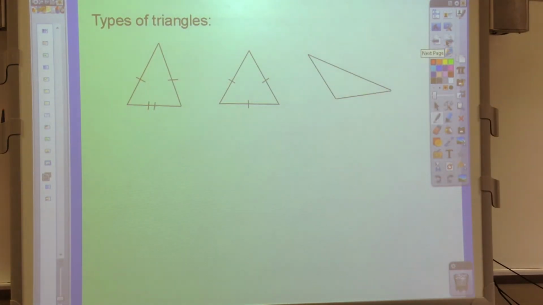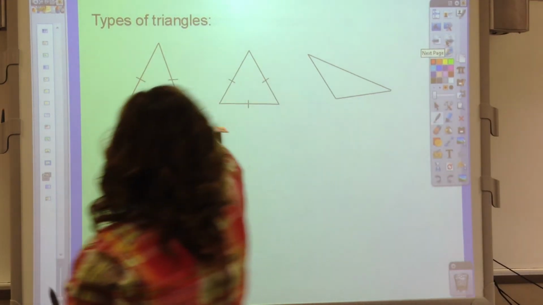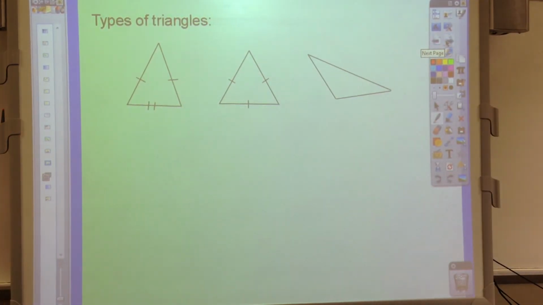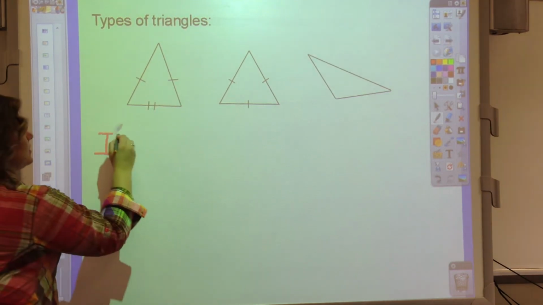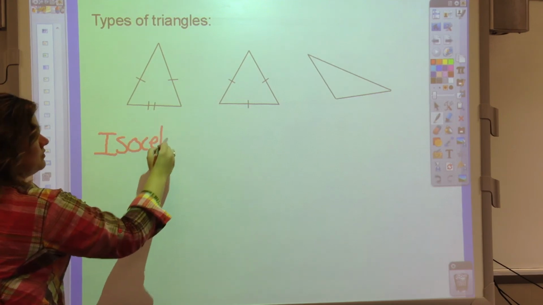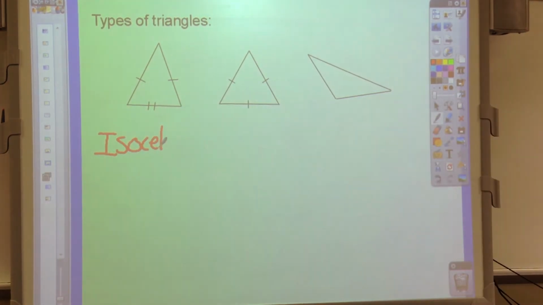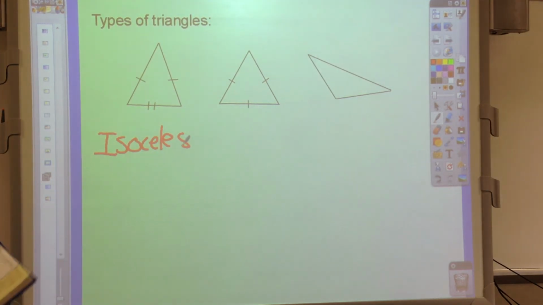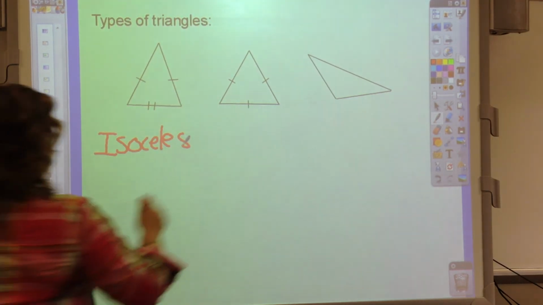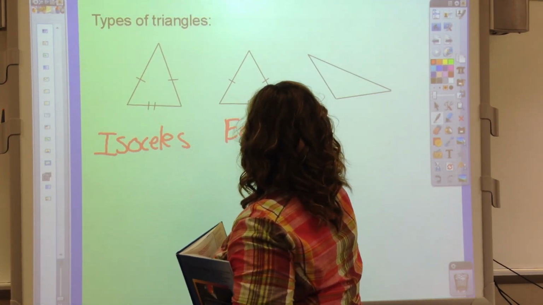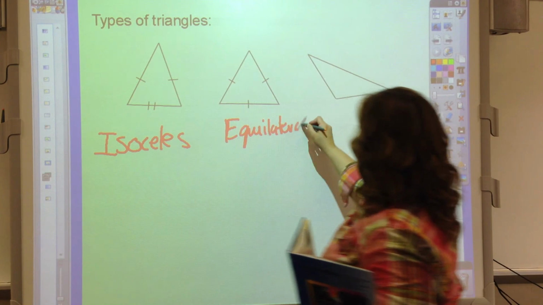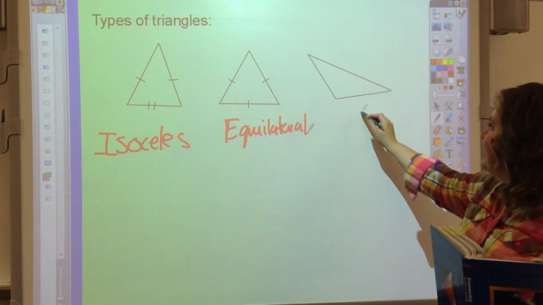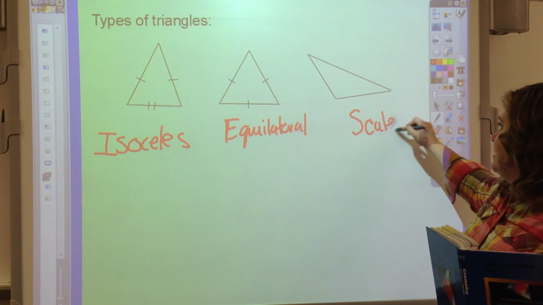All right, let's talk about triangle types. If I see these 2 lines right here, that means that those 2 segments are equal. So if I have 2 segments that are equal, this is called an isosceles triangle. If all 3 sides are equal, that is an equilateral triangle. And finally, if all 3 sides are different, that is called scalene.